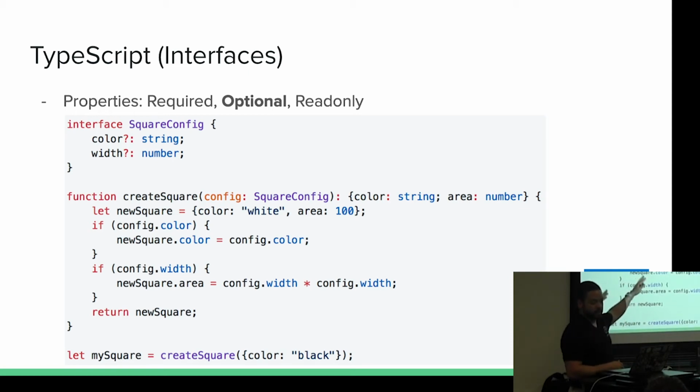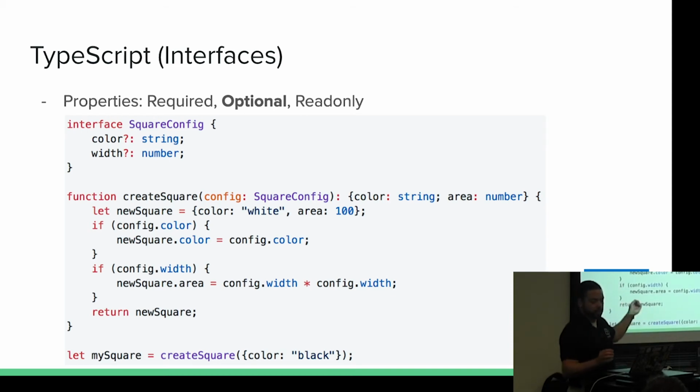And now, or so width. Now in the next line, if we have config.width, the same thing. The new area equals the width times the width again. So we have to check when we're using optional parameters, we have to ensure that those parameters exist on that object. Otherwise, you can get into a little trouble here.